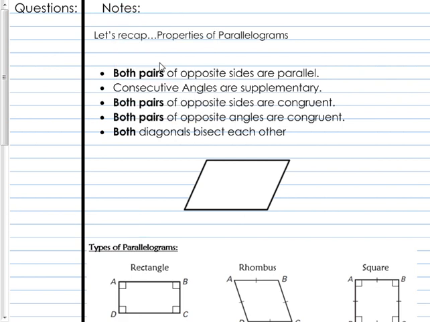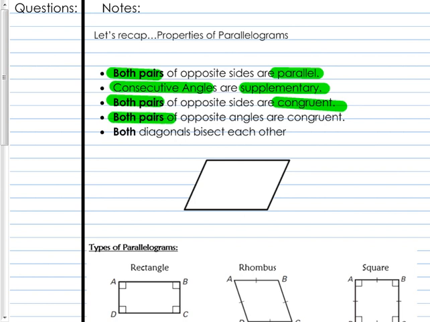If it's a parallelogram, then we know that both pairs of opposite sides are parallel. We know that consecutive angles are supplementary. Okay, they add up to 180. Both pairs of opposite sides are also congruent. We know that both pairs of opposite angles are congruent, and both diagonals bisect each other. So those are the five things that we know to be true about parallelograms. If it's a parallelogram, then all five of those things are true.